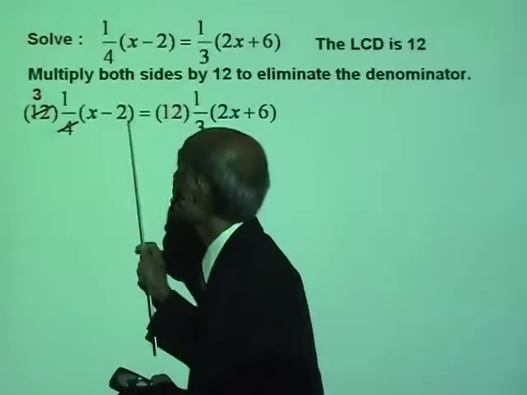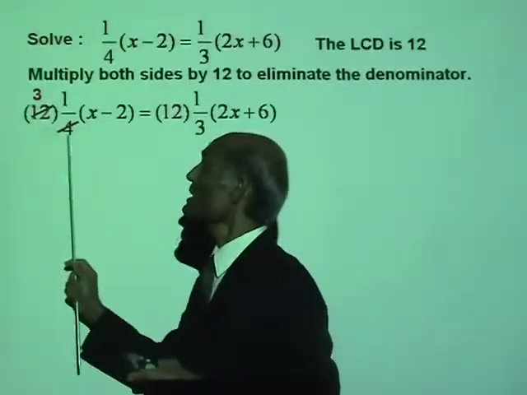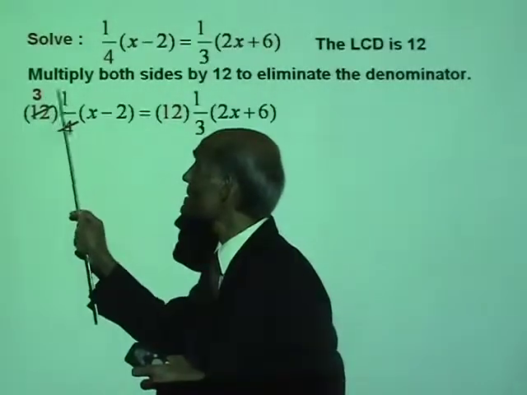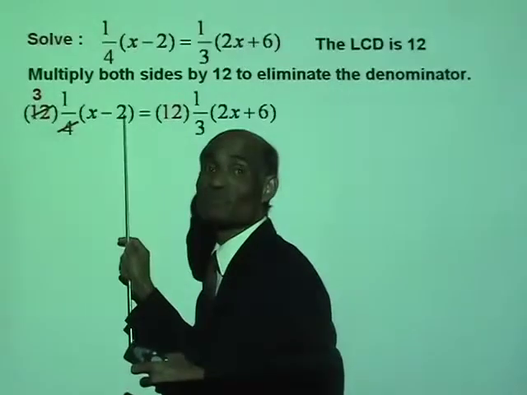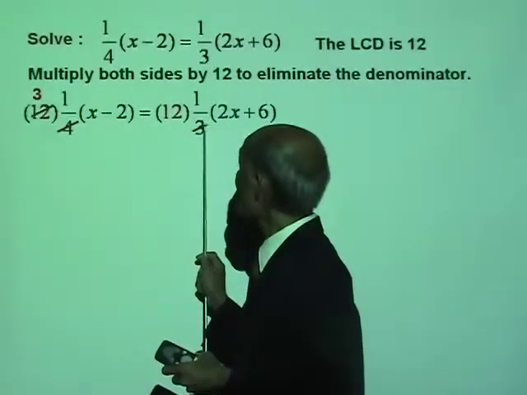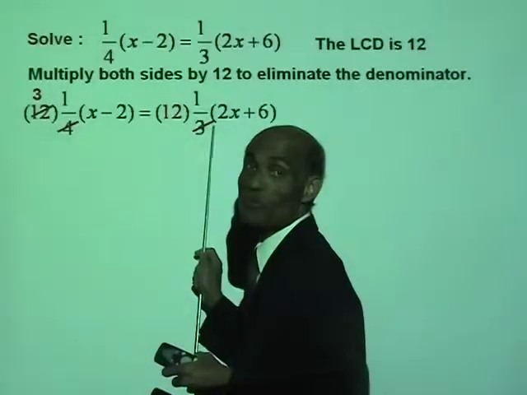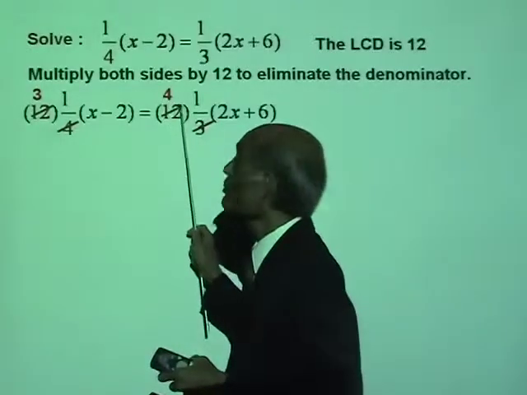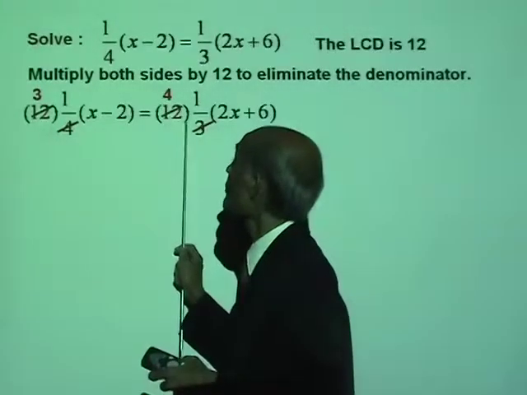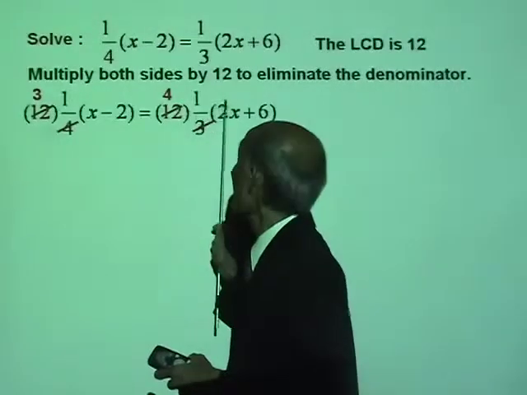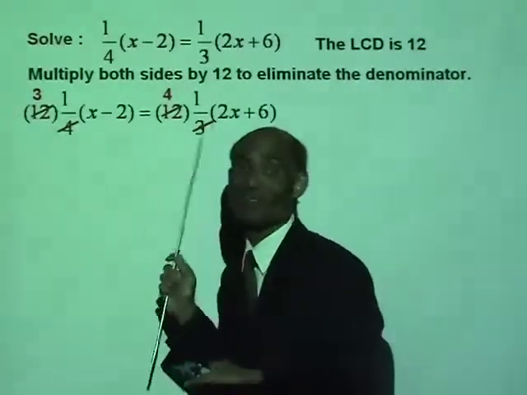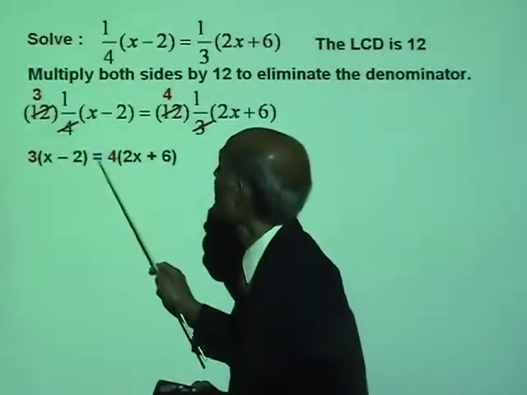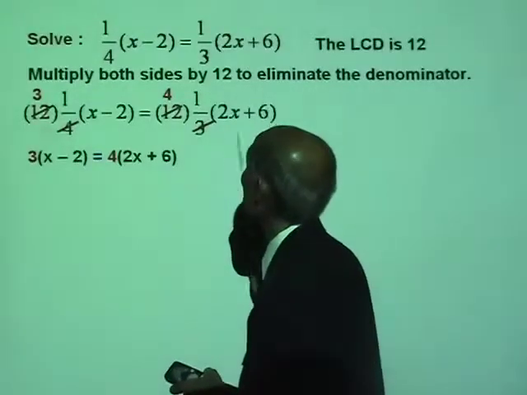Now, what is the term on the left now? Can you tell me? The term on the left now is 3 times x minus 2. That's right. And on the right, the 3 goes in 12 how many times? 3 goes in 12 4 times. So what is my term on the right? It will be 4 times 2x plus 6. Alright, let's write that. 3 times x minus 2 equal to 4 times 2x plus 6.